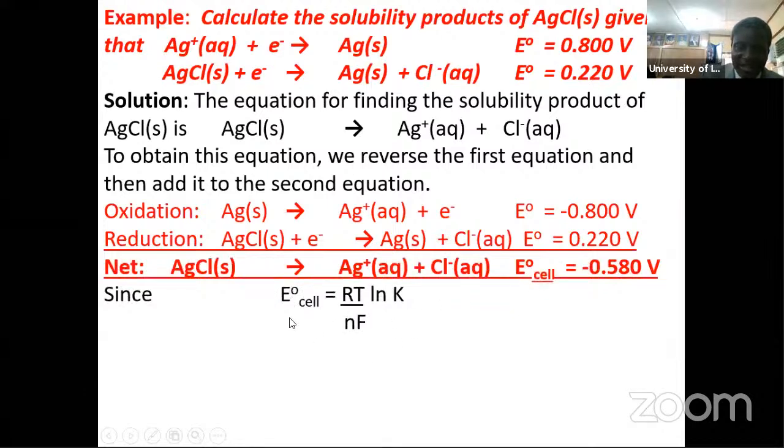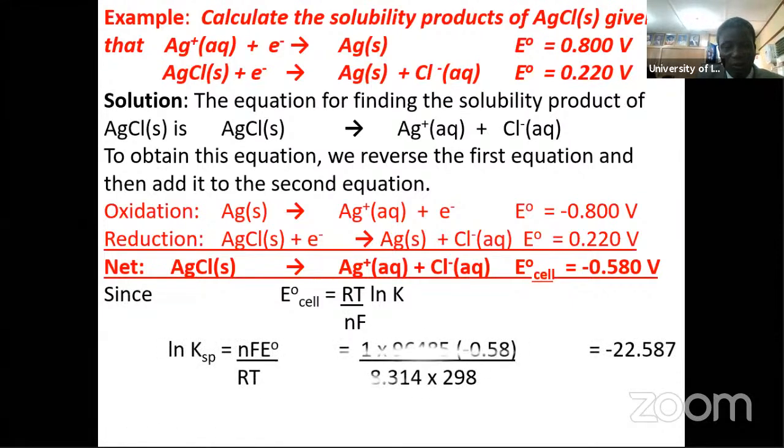And remember, E0 cell is equal to RT ln K over NF. We've not been told what the conditions are, but if it's under standard conditions, that means you have to apply the standard conditions. So your E0 cell is minus 0.58, your Faraday constant is here, your temperature is standard, that is 298, and you have your gas constant.